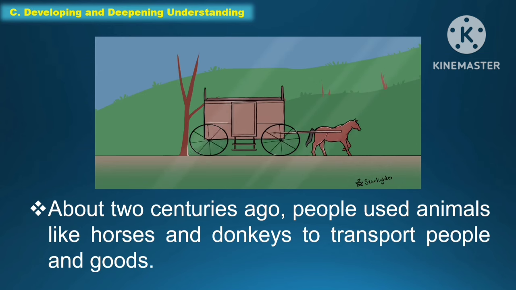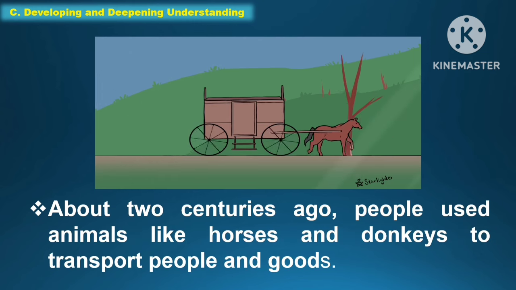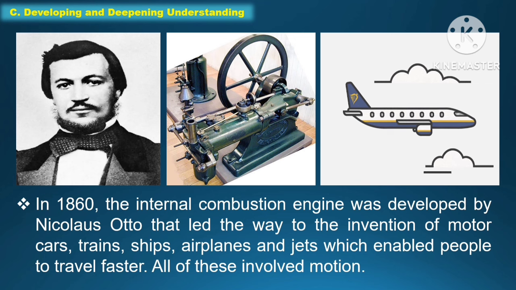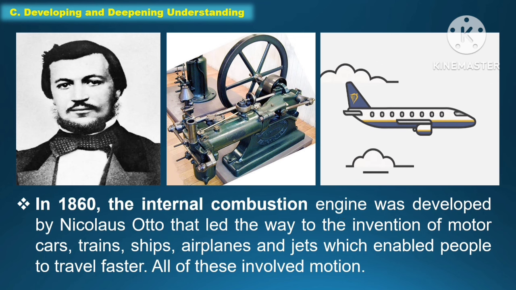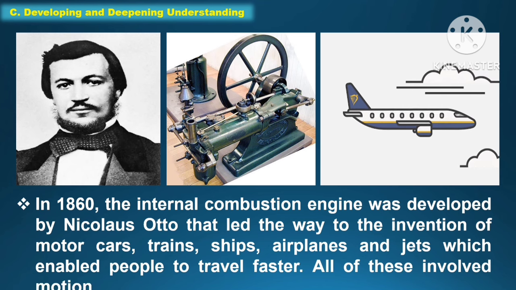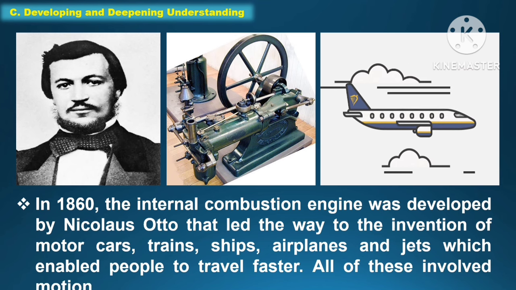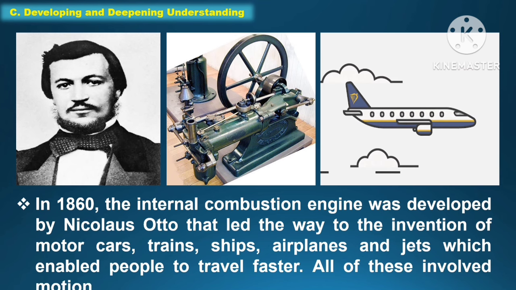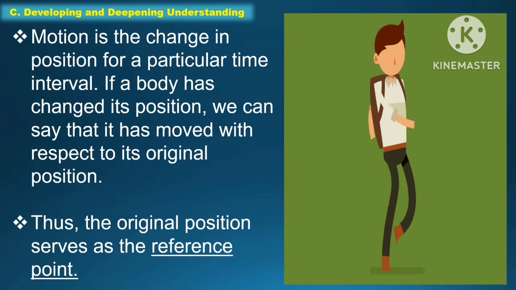About 2 centuries ago, people used animals like horses and donkeys to transport people and goods. In 1860, the internal combustion engine was developed by Nicolaus Otto, which led the way to the invention of motor cars, trains, ships, airplanes, and jets, which enable people to travel faster. And all of this involved motion.